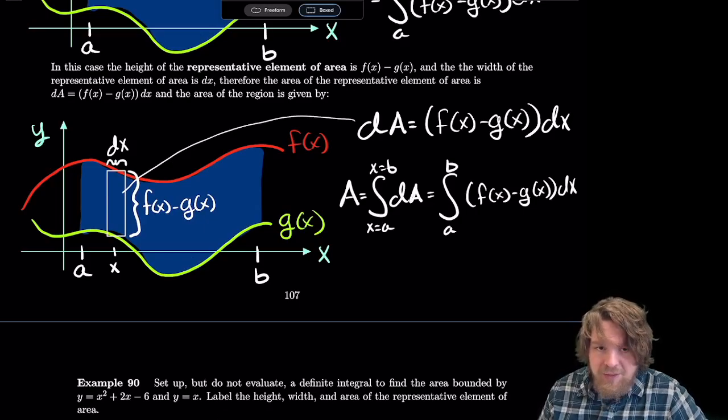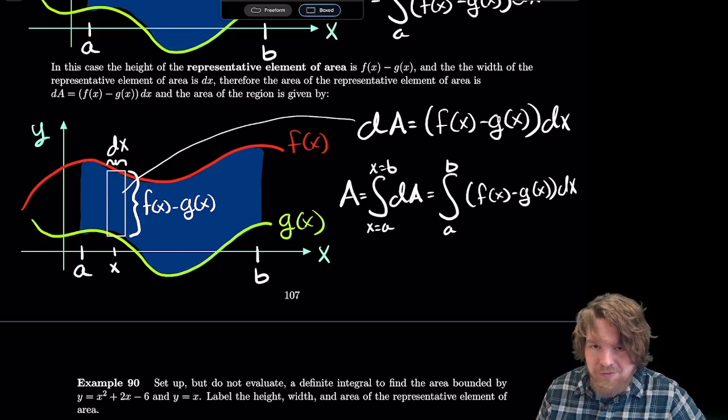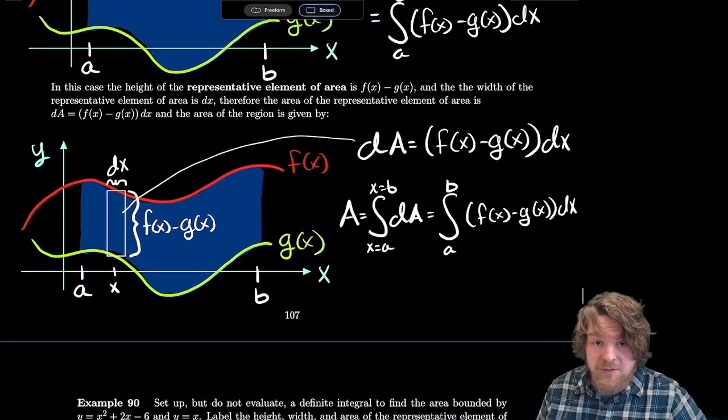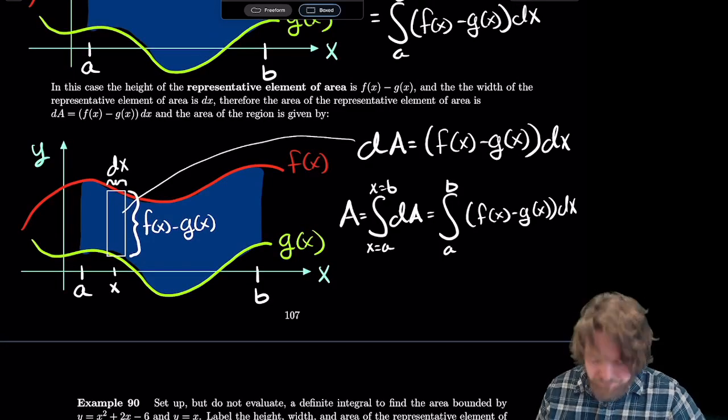I will admit, at this point, the representative element of area feels like it overcomplicates things. It feels kind of useless. It feels like we're just doing this to make the problems feel a little bit more difficult. Trust me, this will be something that will pay dividends later on. So let's go ahead and take a look at an example.